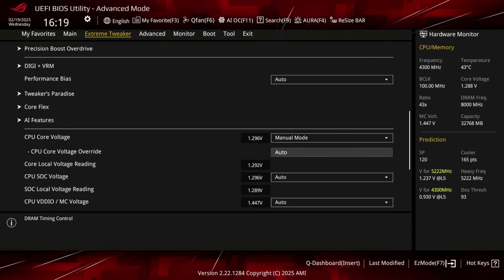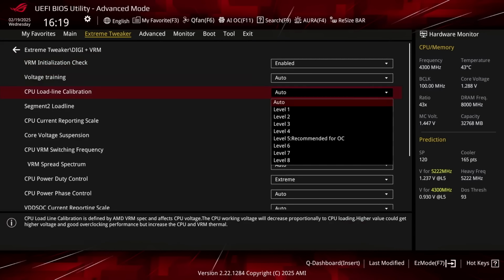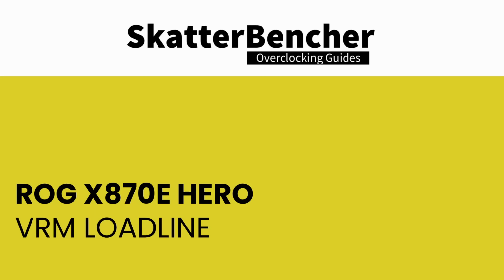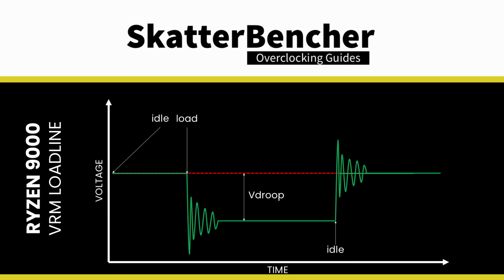A crucial parameter is the VRM load line setting. The VRM load line is essential for 2 reasons, the VDROOP and the undershoot. The VDROOP is the decrease in voltage when the CPU goes from idle to load. You want your CPU to be stable in all scenarios, so knowing the lowest voltage the CPU runs at is very important. After all, if the voltage is too low, the overclock won't be stable.